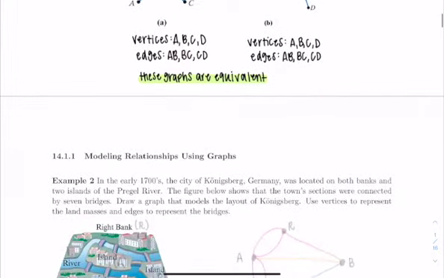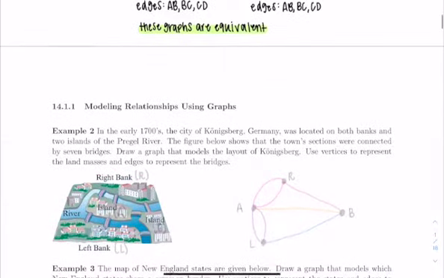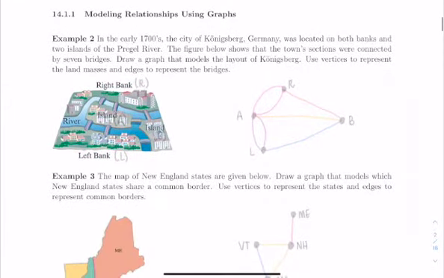Let's look at example number 2. In the early 1700s, the city of, I'm going to butcher this, Konigsberg, Germany, was located on both banks and 2 islands of the Pregel River. The figure below shows that the town sections were connected by 7 bridges. Draw a graph that models the layout of Konigsberg. Use vertices to represent the land masses and edges to represent the bridges. So everybody's graph can look a little bit different, but we need to have the same connections going on.